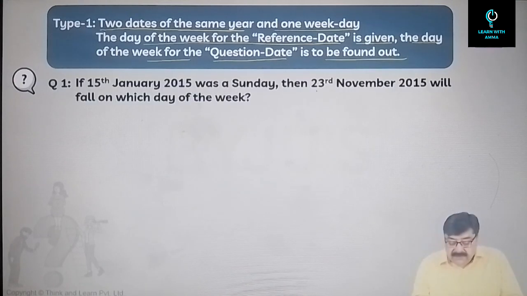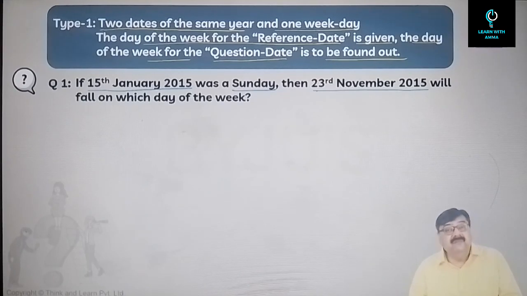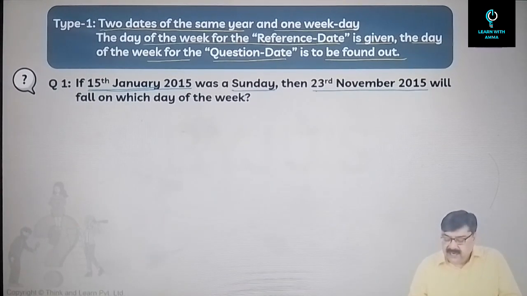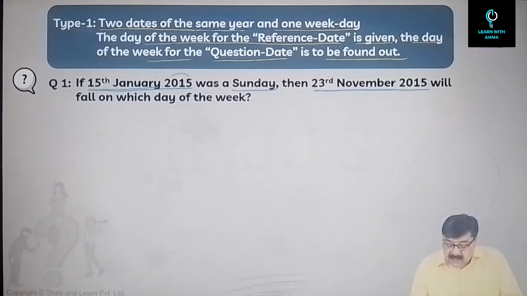Now if 15th January 2015 was a Sunday, then 23rd November 2015 will fall on which day of the week? Now look here. You are given 2 dates. Which are those? 15th January and 23rd November. Of the same year, that is 2015. And 1 weekday is given to you. The other weekday for the date which has been asked in the question is to be found out.